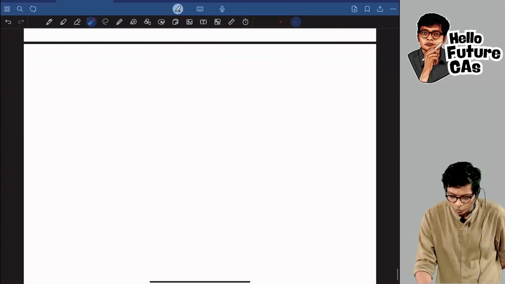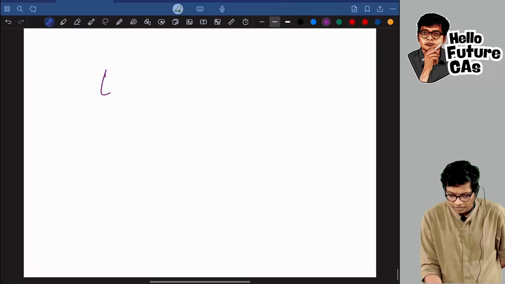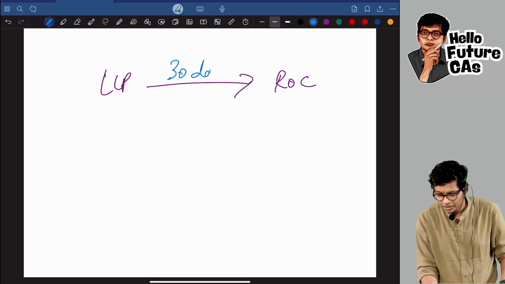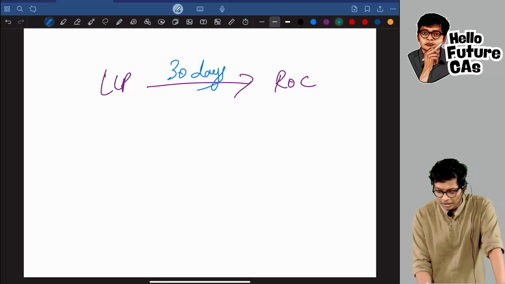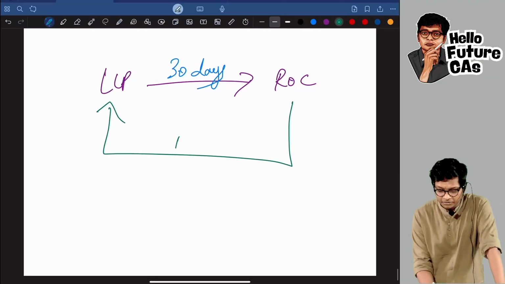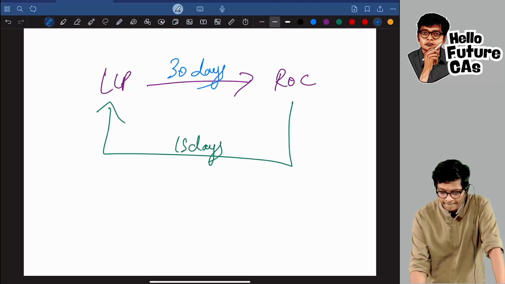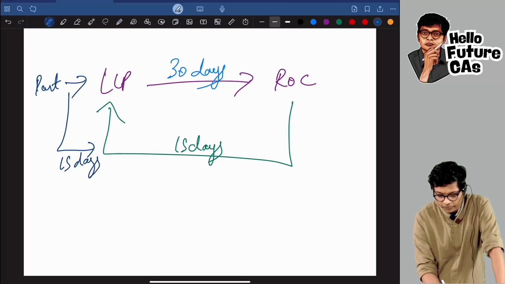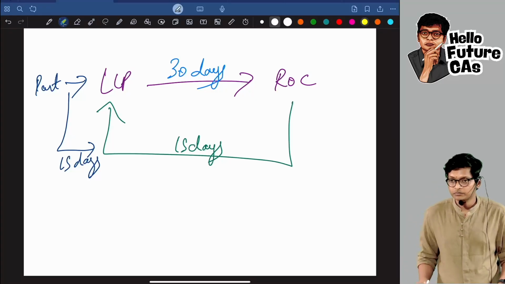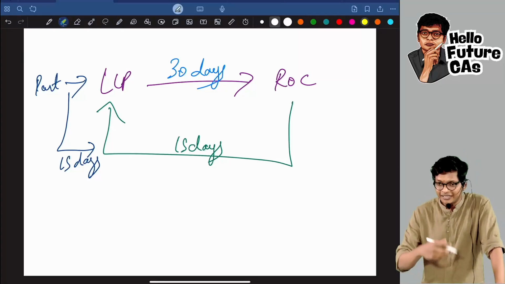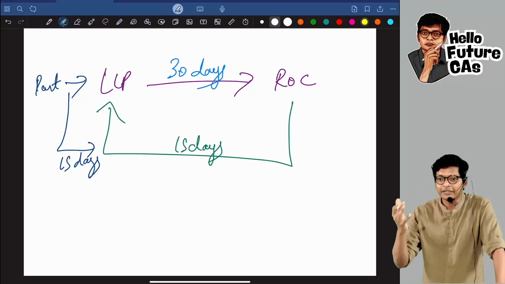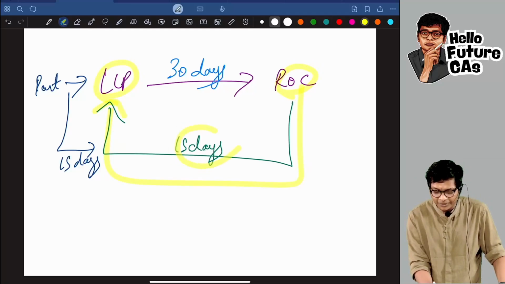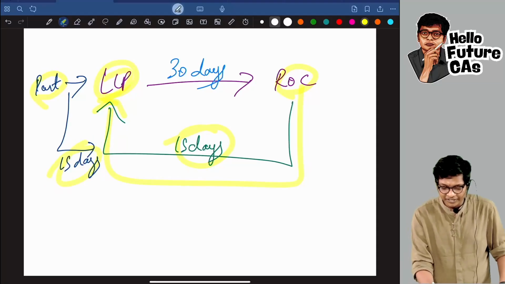So again, just to summarize, for exam purpose: LLP to ROC, any filing here, 30 days. Are you following? ROC cross-checking with the LLP, 15 days. Partner filing to the LLP, how many days, guys? 15 days. That's it. Are you getting it, guys? Easy to remember. Address change, name change, outgoing partner, death, whatever: LLP to ROC, 30. ROC cross-check to LLP, 15. Partner to LLP, 15 days. Are you all with me, guys?